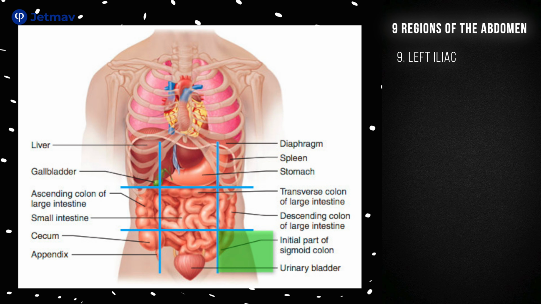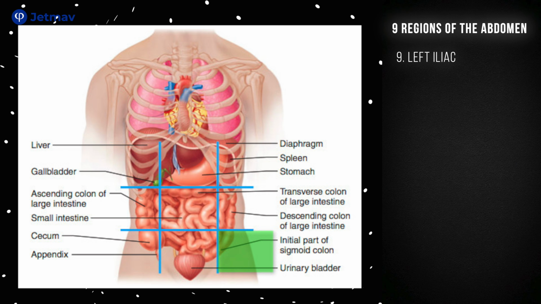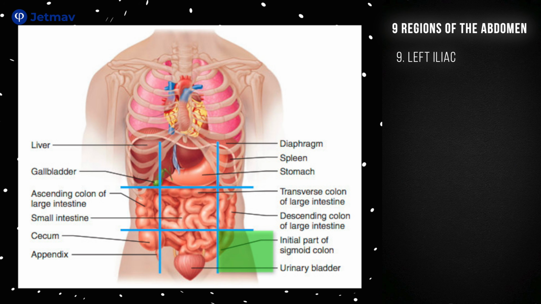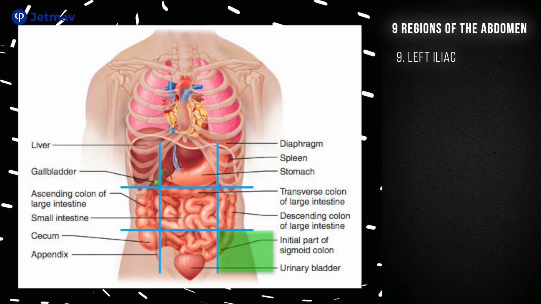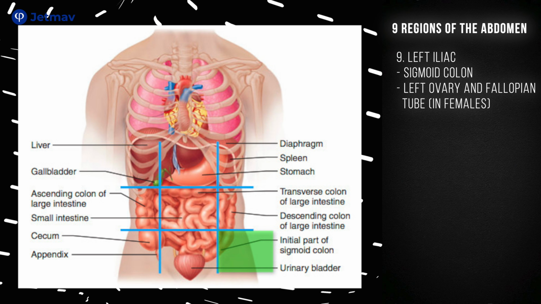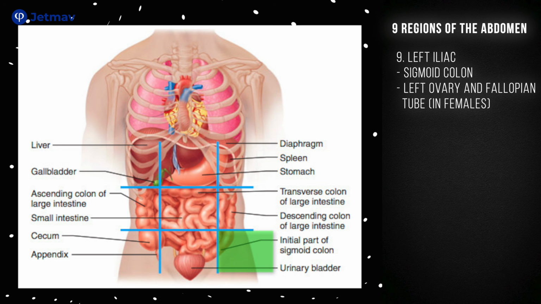Then lastly, we have the left iliac region. The left iliac region is located at the lower left abdomen near the groin. It contains the sigmoid colon, the left ovary, and the fallopian tubes in females. Now, we can use these regions to make our examination easier. So let's move over to the first part, which is inspection.